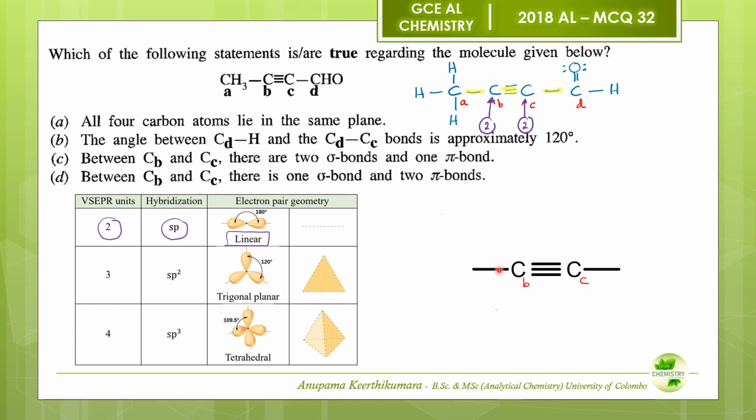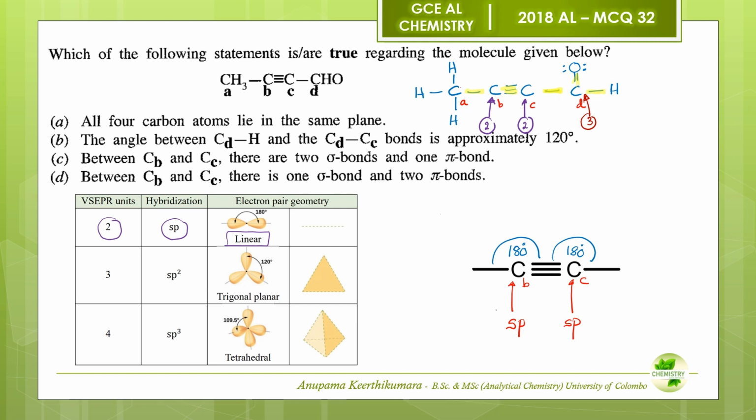There are 2 VSEPR units around CB. Therefore, hybridization is sp, the electron pair geometry is linear, and the bond angle is 180. Next, I will move to CD. There are 2 single covalent bonds and a double covalent bond around CD. Therefore, there are 3 VSEPR units around CD.